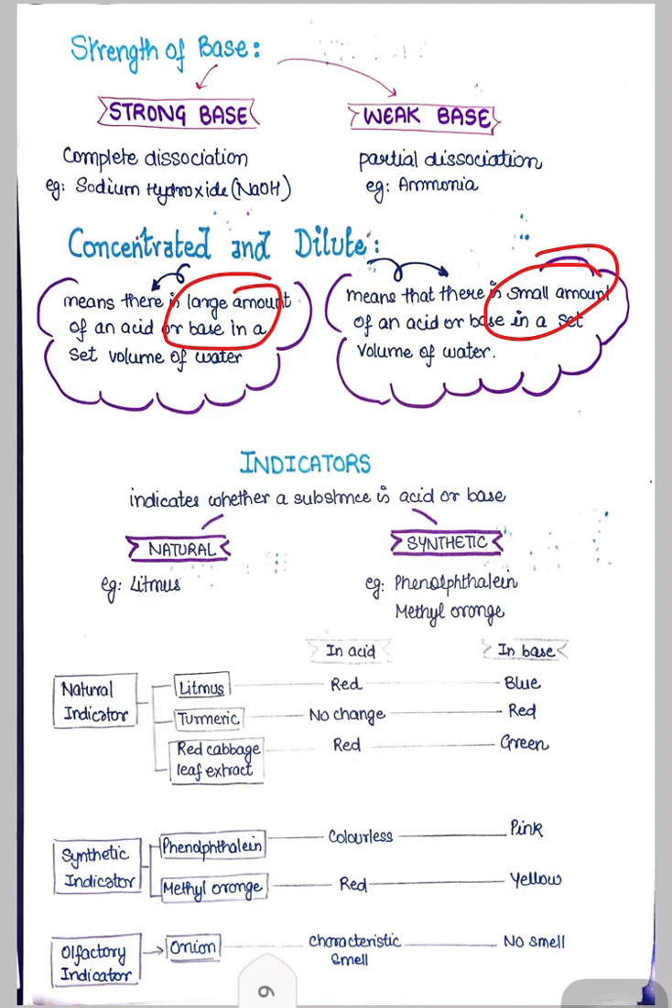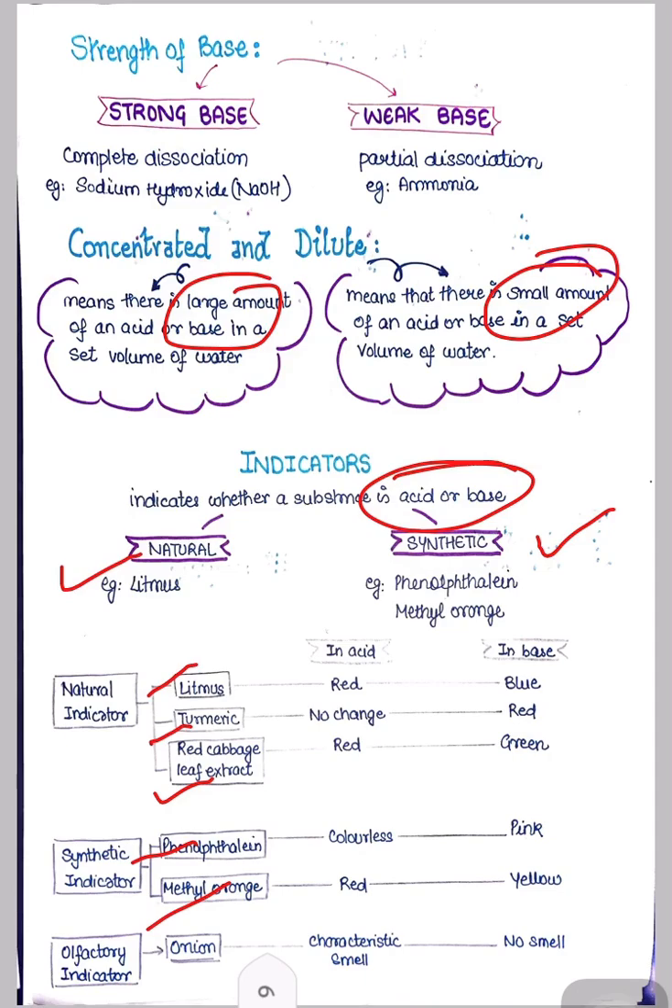From the word indicator, it should indicate something. So what is an indicator? It indicates whether a substance is an acid or base. In actuality, there are various kinds of indicators. We have natural indicators and synthetic indicators. Natural ones are obtained from natural things, and synthetic ones are all man-made. Among the natural indicators we have litmus, turmeric, that is haldi, and red cabbage leaf extract. In synthetic we have phenolphthalein and methyl orange.